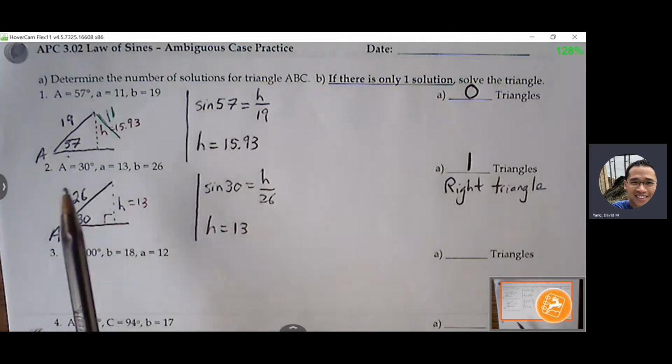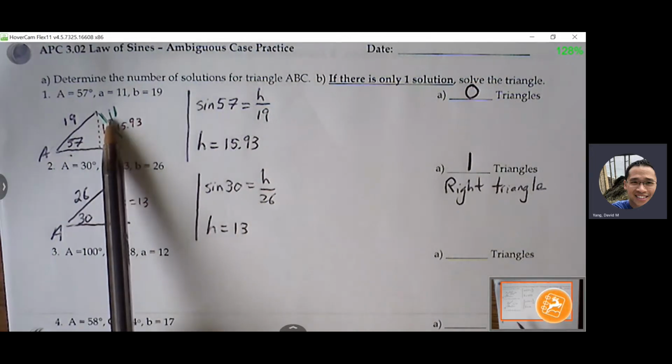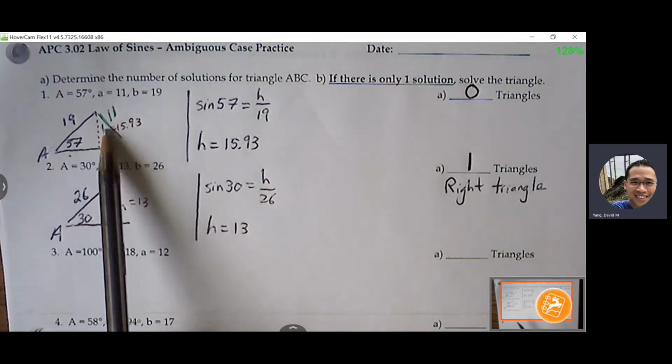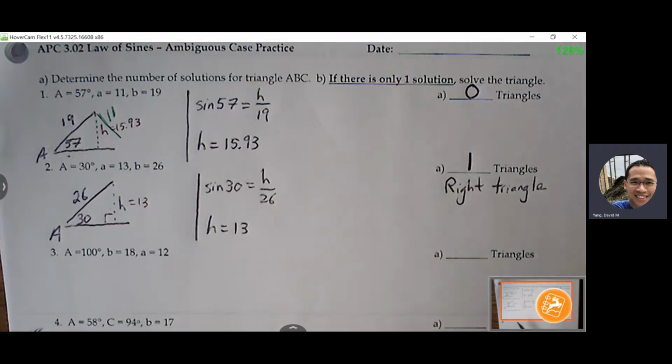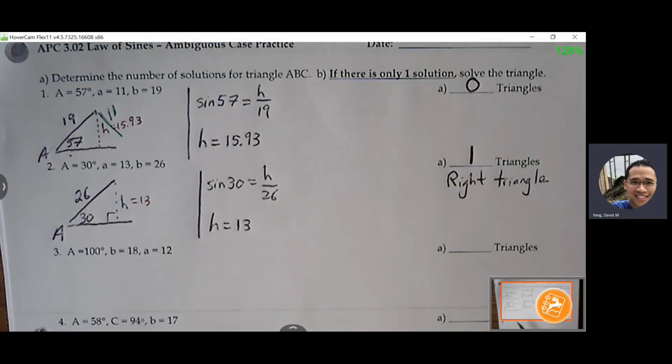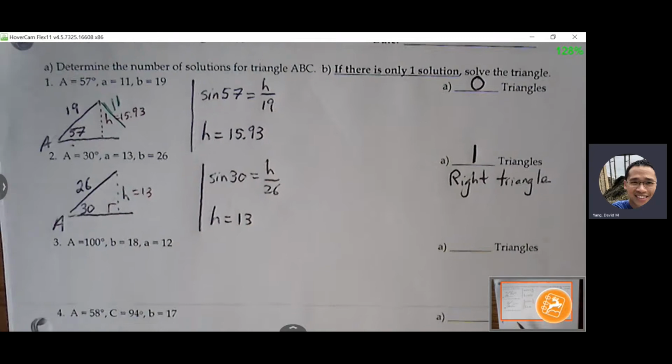Okay. We're always going to be comparing the vertical height with the opposite hanging side, and that's going to tell us whether it has a chance of making 0 triangles, 1 triangle, or 2 triangles.